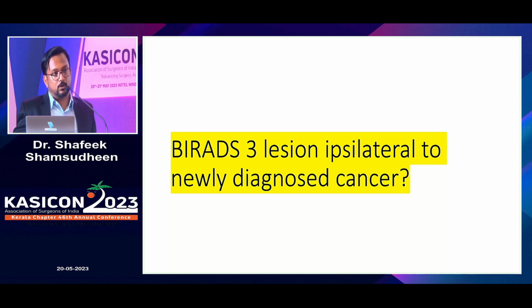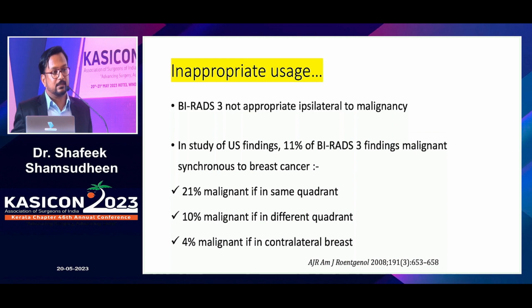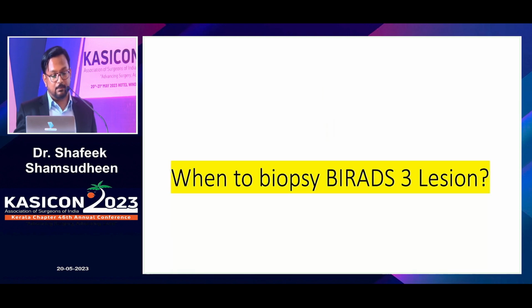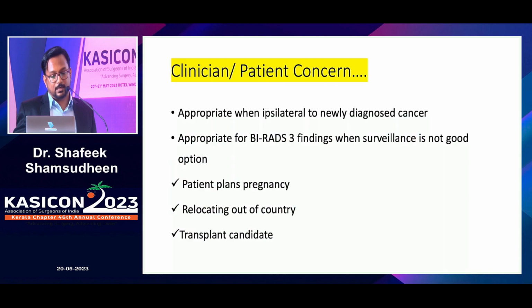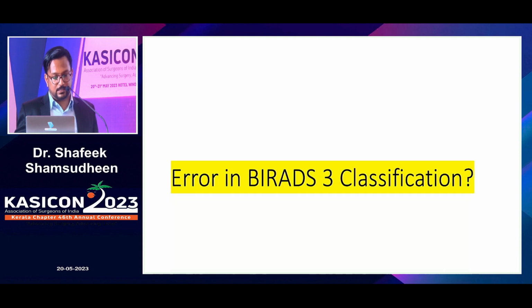Now, what about a BIRADS 3 lesion in a breast which has a biopsy-proven cancer? This is an inappropriate terminology, because 11% of such findings turn out to be malignant, and 21% turn out to be malignant if they are in the same quadrant. When to biopsy a BIRADS 3 lesion? When there is clinician or patient concern, or when surveillance is not a good option for various reasons.